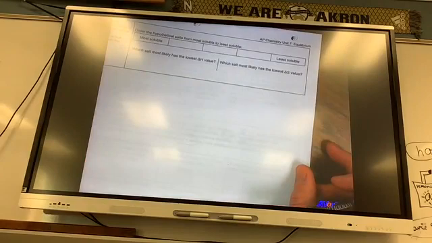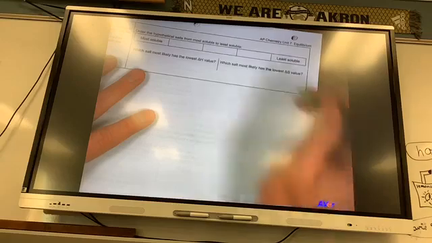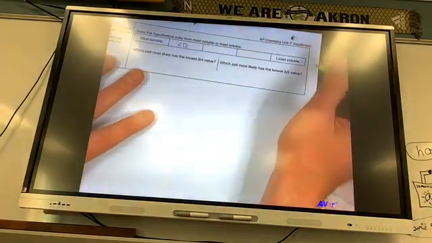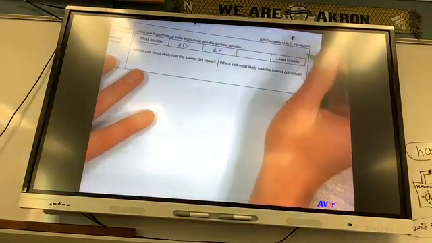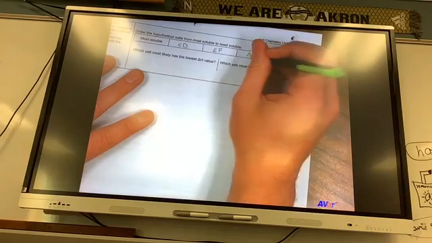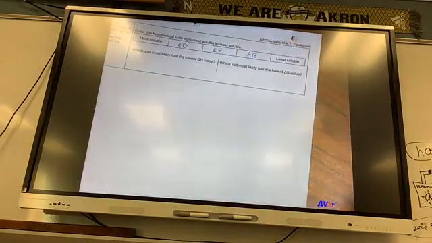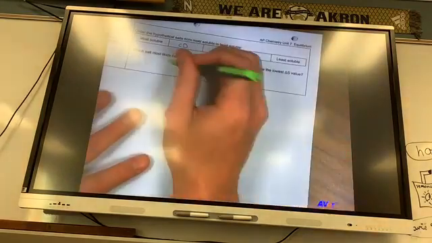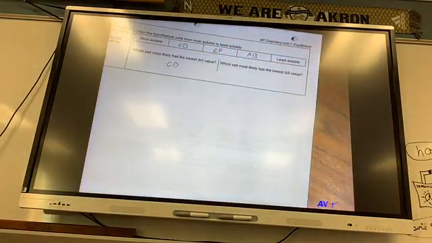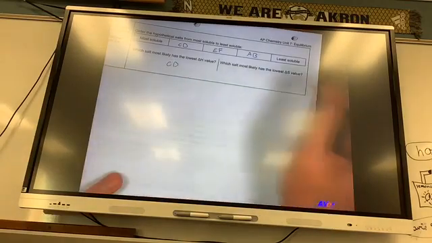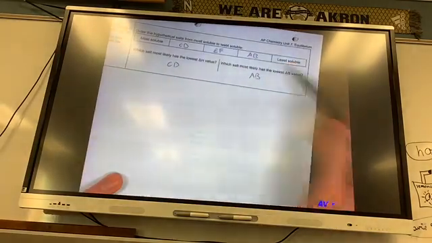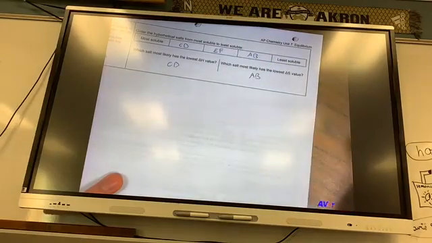Order the hypothetical salts in solubility least to most. From most to least. So most is CD. The middle one is EF. And the least is AB. Which salt most likely has the lowest delta H value? Probably CD, because CD will easily dissolve. The lowest entropy value, that's probably going to be AB, because AB does not want to dissolve. It wants to stay in that solid form.